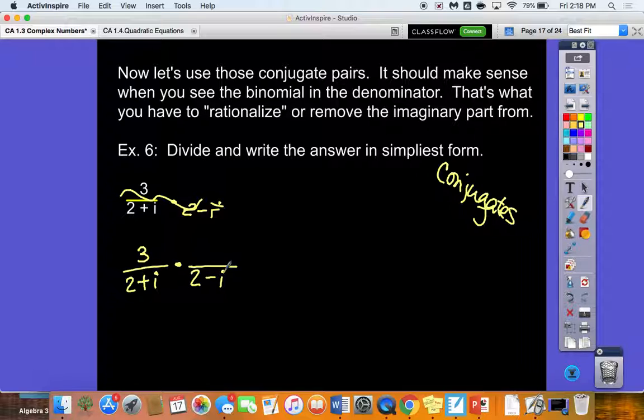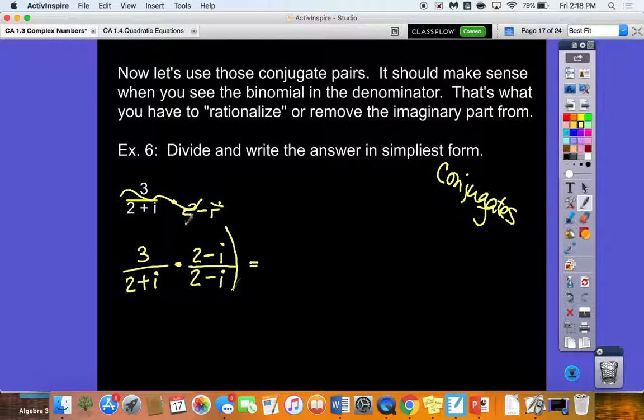Here we go. So I've got to multiply by the conjugate. Now remember how we build this fraction. I have to make this like it's 1, because I don't want to change the value of the first fraction. So if I put 2 minus i in the bottom, I must put 2 minus i in the top. So anything over itself is 1. All right, now I can multiply.